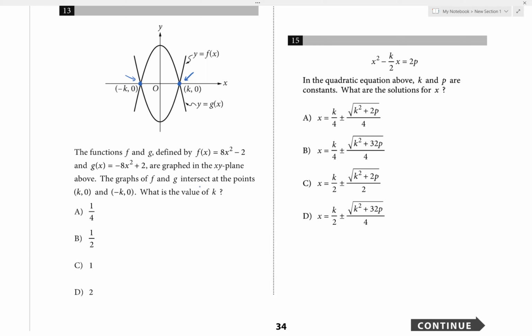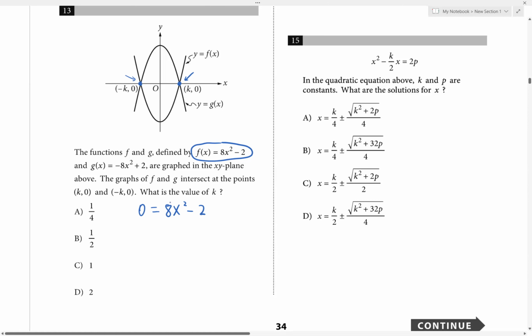What we can do is recognize that the k values here are the x-intercepts, right? That's when the y value equals 0. So we can just take one of the functions. We're solving for the x-intercepts here. So we can say f of x equals ax squared minus 2, set it equal to 0, and solve for x, because we know the x-intercept is when the y value equals 0. So that's the best approach here.